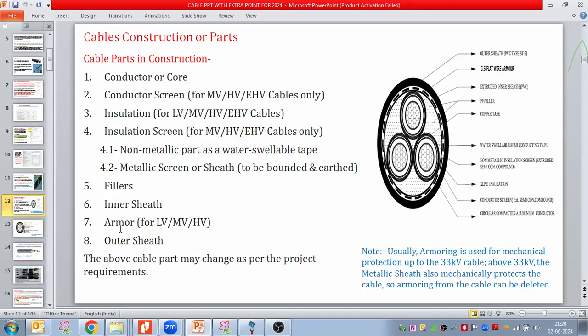But for LT cables, we can go with the armoring. Metallic screen or sheath we take only for medium voltage, high voltage, and extra high voltage cables. And in the high voltage cable, again, it is a choice. Some clients take screening, some take armoring, some take both screening plus armoring. So it varies based on the specifications.